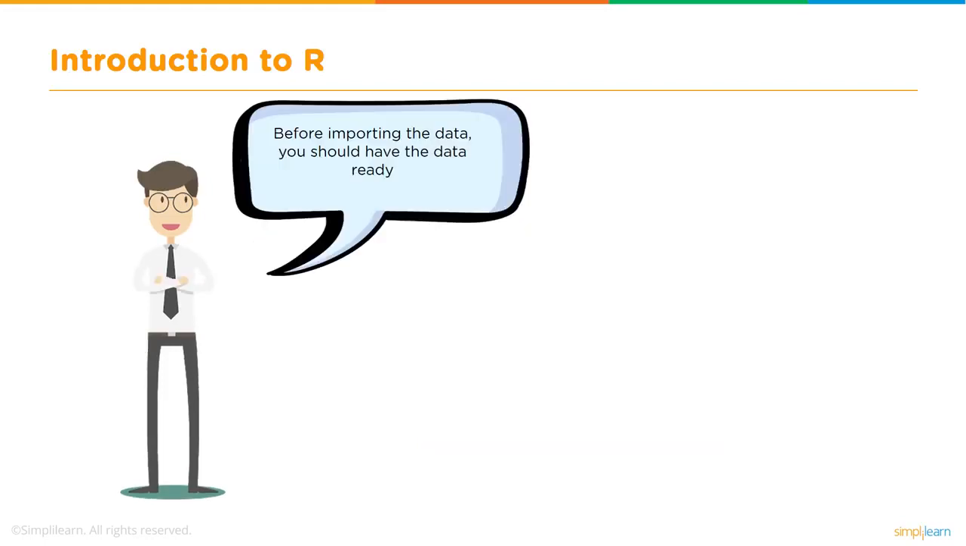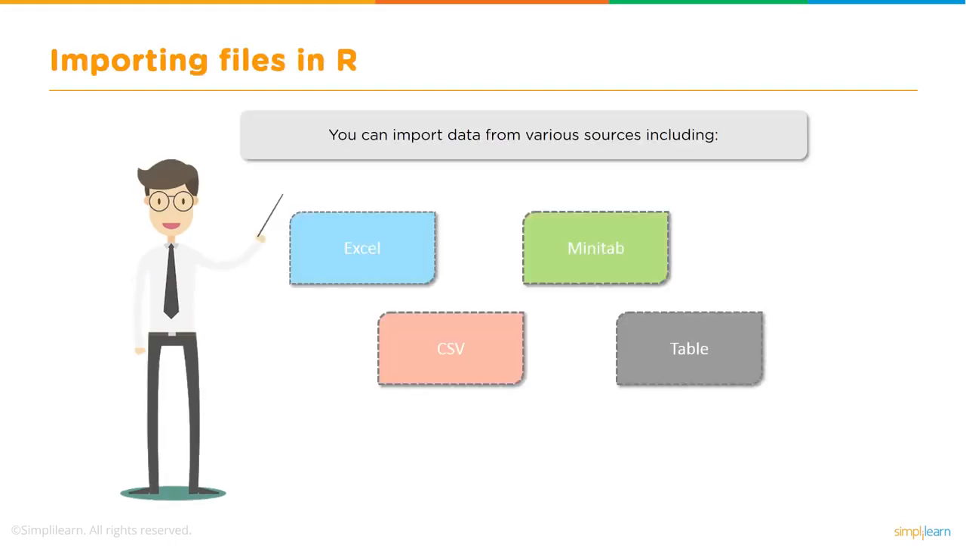So the first thing we do before we're even importing the data, you should have the data ready. So we need to look at the data and see what's going on. You can import data from various sources, including Excel, Minitab, CSV, table, text files. CSV is usually a text file, comma separated variables, tab separated variables.